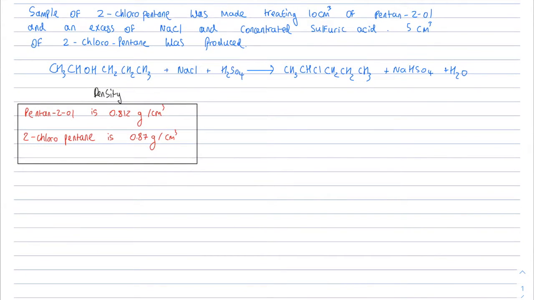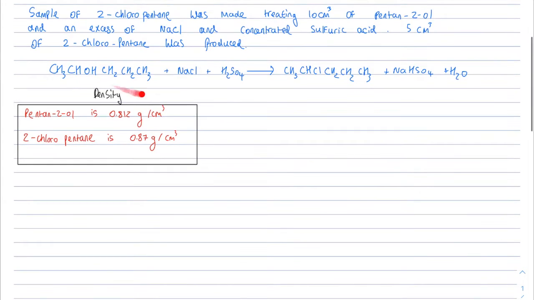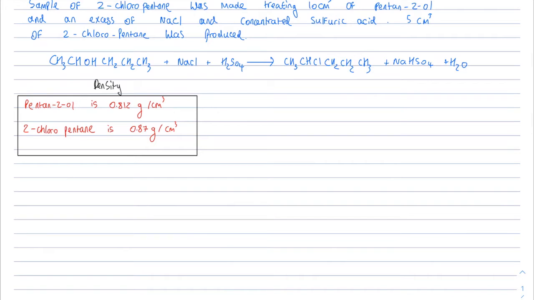So here's a question for you to try. A sample of 2-chloropentane was made treating 10 centimeters cubed of pentan-2-ol and an excess of sodium chloride and concentrated sulfuric acid. 5 centimeters cubed of 2-chloropentane was produced. And the reaction is as follows. The densities are listed here, and the question is calculate the percentage yield.